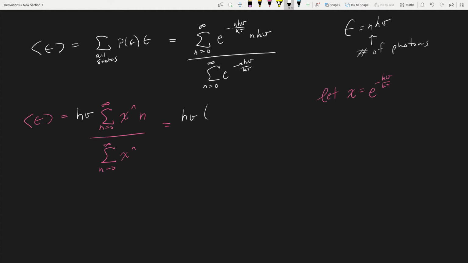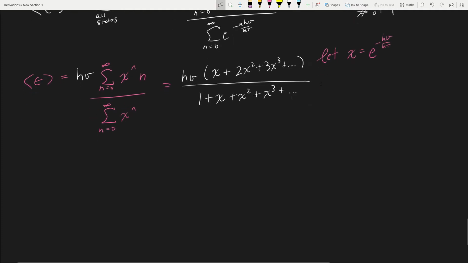For x equals 0, this term goes away on top because n equals 0. For n equals 1, we get x plus, n equals 2, 2x squared plus 3x cubed, and so on. And then on bottom, we get 1 plus x squared plus x cubed. Some of these sums might actually be looking familiar to you already.